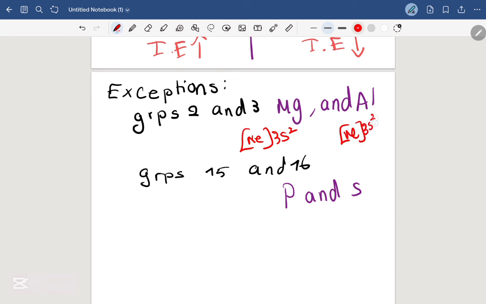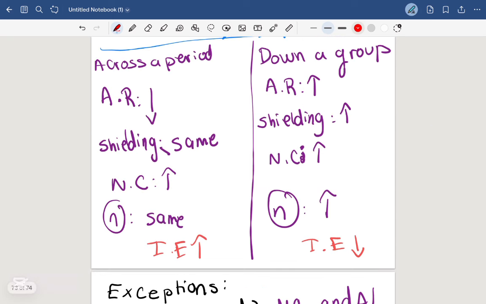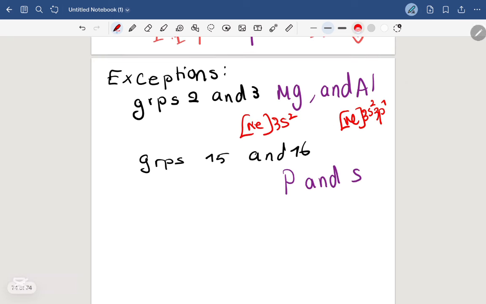So look what happens. We said that if we go across a period, the ionization energy will increase because the force of attraction is greater. But only not in the case when we move from group 2 to group 3. Why is that? Because we're adding a new subshell, so it goes from 3s2 to 3p1. The atomic radius increases, and because of that, we will then require less energy. So this is the first exception. Second exception, phosphorus and sulfur.